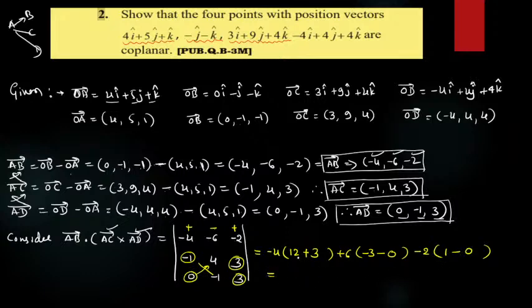Simplify this. So 12 plus 3 is 15. 15 into minus 4 is 60. Okay, 12 plus 3 is 15. 15 into 4 is 60 here. Again minus 3 into plus 6 is what? Minus 18.